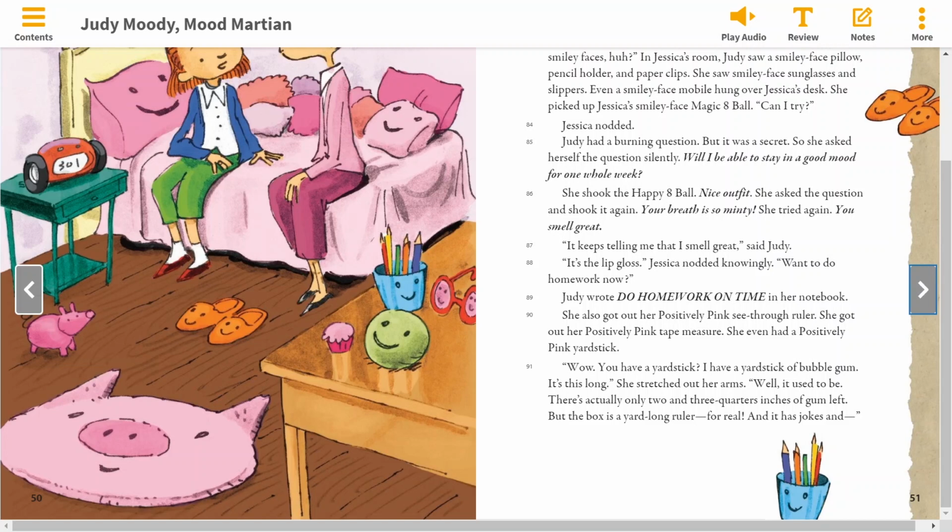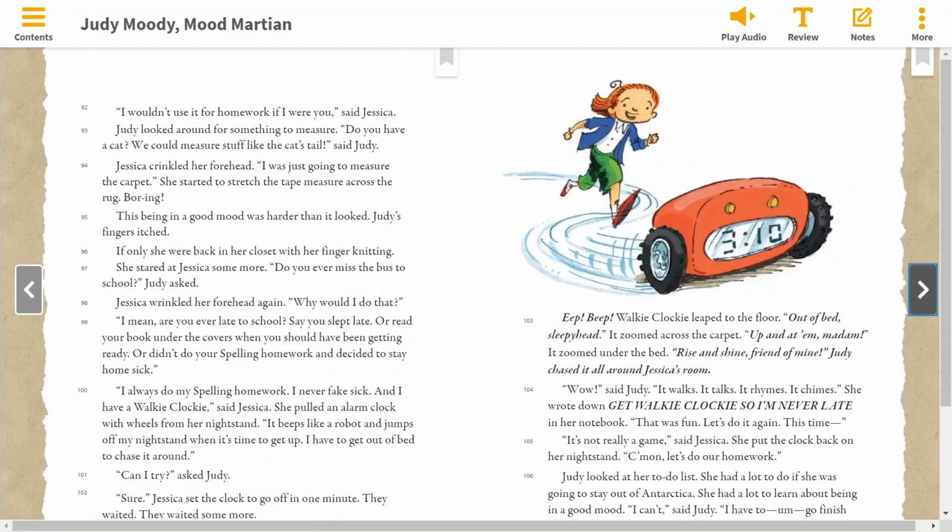"Wow, you have a yardstick?" "I have a yardstick of bubble gum. It's this long." She stretched out her arms. "Well, it used to be. There's actually only 2 3/4 inches of gum left. But the box is a yard-long ruler. For real. And it has jokes and..." "I wouldn't use it for homework if I were you," said Jessica.